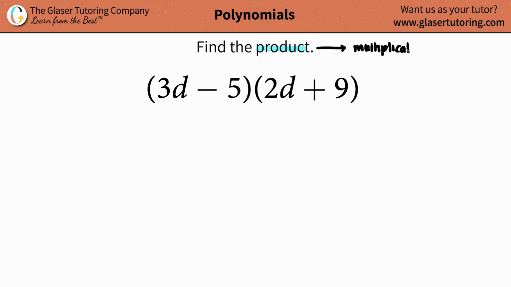And what are we going to be multiplying here? Well, we have two polynomials. We have 3d minus 5 times 2d plus 9. Technically, these are binomials, but that's okay. When you multiply binomials, we should get a polynomial. So, we are always going to be multiplying the two separate sets of parentheses. So we got parenthesis number 1, 3d minus 5, multiplied by 2d plus 9.